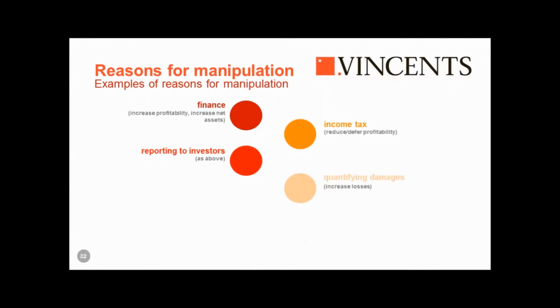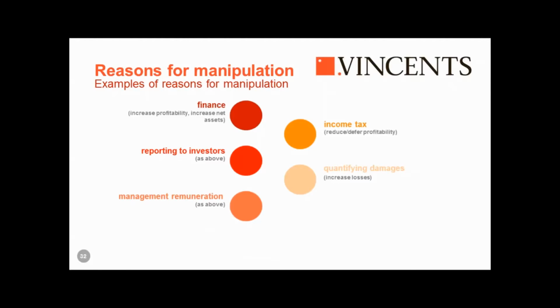Reporting to investors, they normally want the profit showing high. Quantifying damages, so if you've got a business interruption claim or a personal injury claim, that sort of thing. Often they try to show the business is really going great until, lo and behold, this is what caused it all to drop down. So you try and manipulate things, make it look like it's doing a lot better prior to the incident.